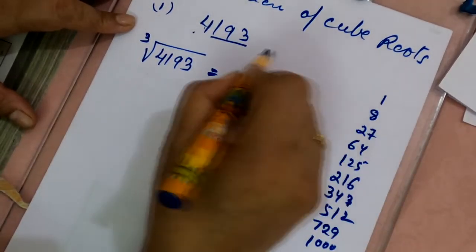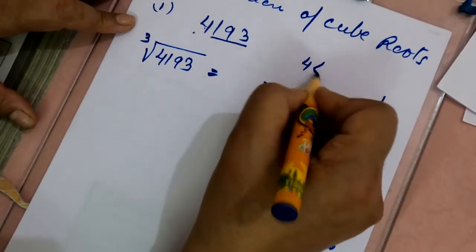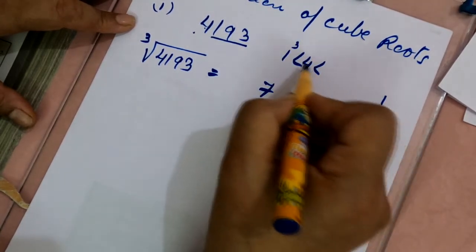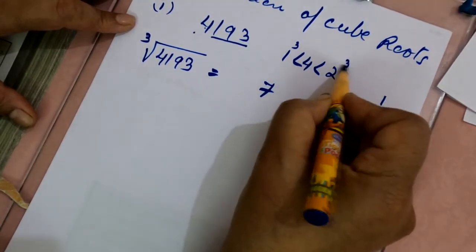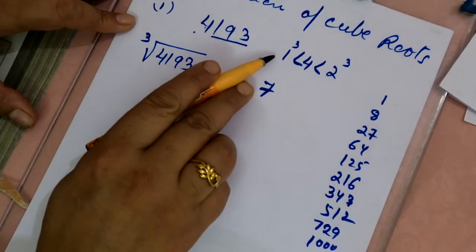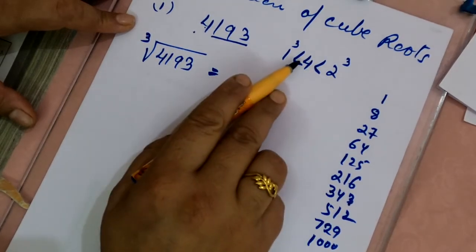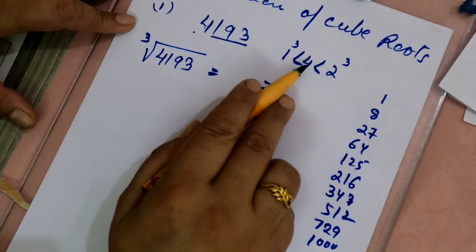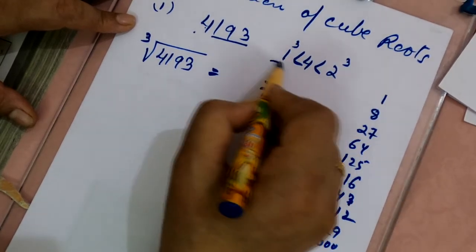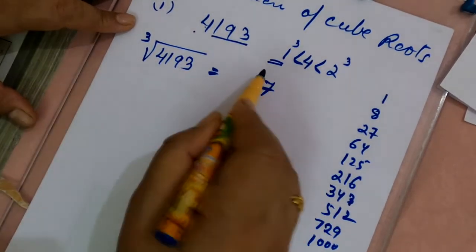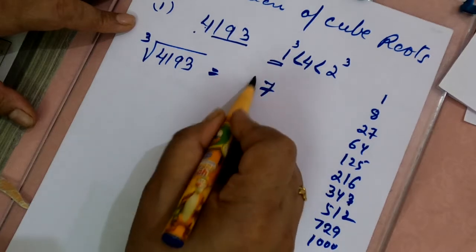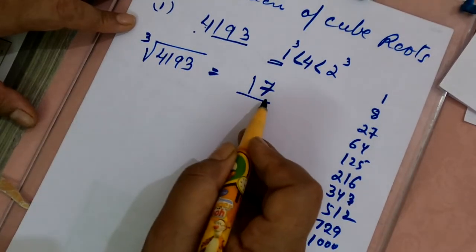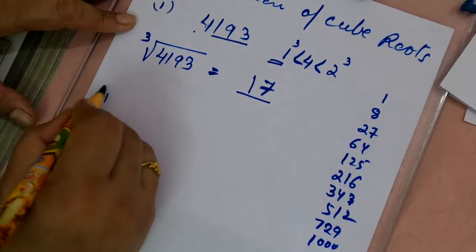Then come to 4. 4 is a number which lies between 1 cube and 2 cube. 1 cube is 1 and 2 cube is 8. So 4 lies between 1 cube and 2 cube. That means we will take the smaller one, so we will take 1. So the cube root of 4193 is 17. Clear? Now come to the next one.